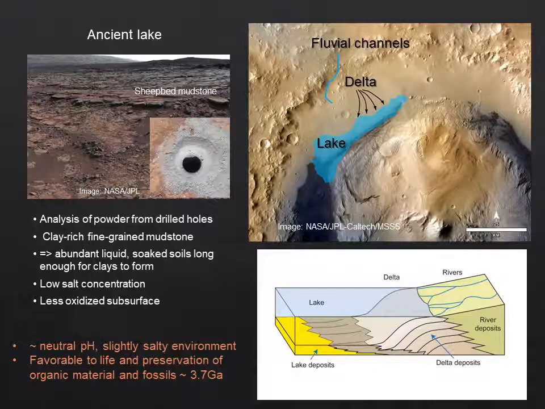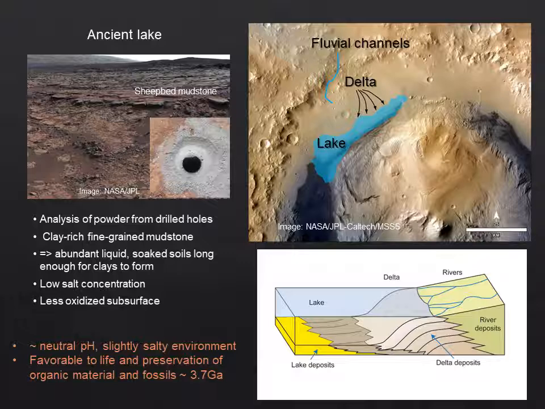Further inside the crater, Curiosity drilled holes to analyze the material under the surface. What it found was clay-rich, fine-grained mudstones with low salt concentration. Like clays that were discovered at Opportunity, the formation of these clays requires standing water with a neutral pH and water that is stable over a relatively long period of time.